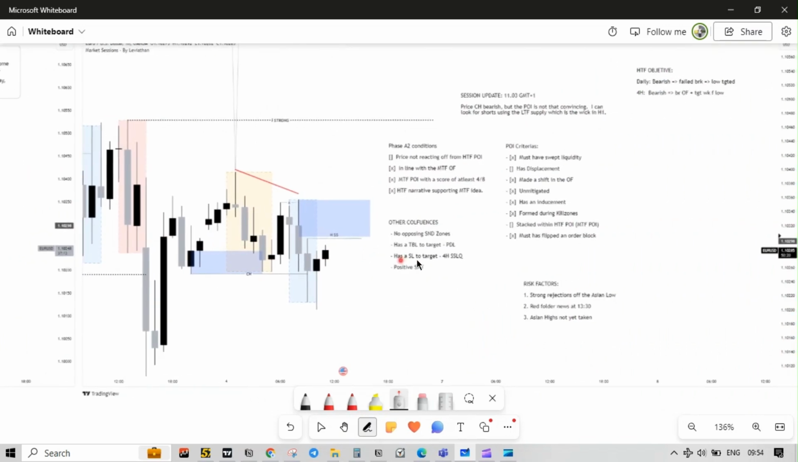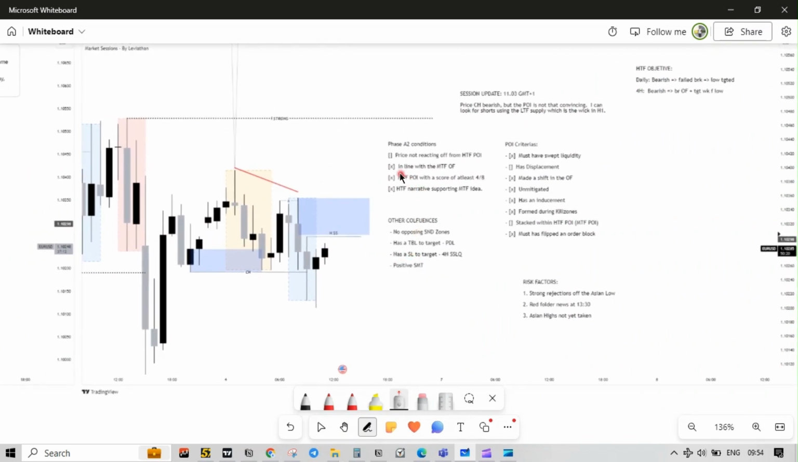So here is my phase A2 trade. Price not reacting after my time frame POI. This box cannot be ticked because price is still in the 4-hour demand. In line with the medium time frame order flow, yes. And the medium time frame POI with a score of 4 by 8, let's check it. Must have fixed liquidity, yes. It has displacement, no, because there is no body closure below this chalk, so it does not have displacement, and also there is no fair value gap. So I can't say this has a displacement.